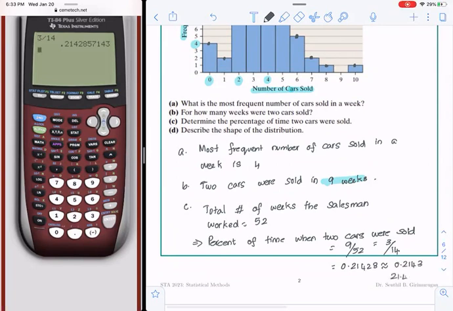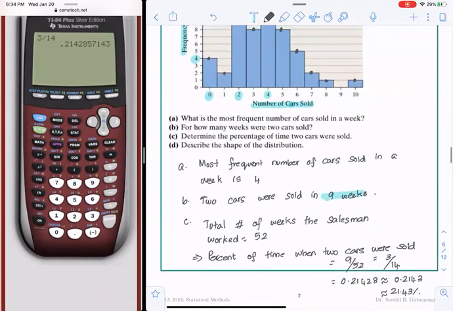So 21.43%. So 21.43% of the time, this particular salesman would end up selling 2 cars per week.